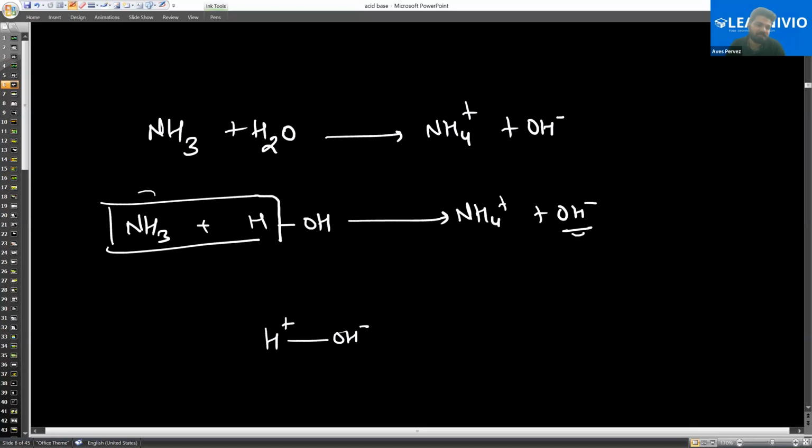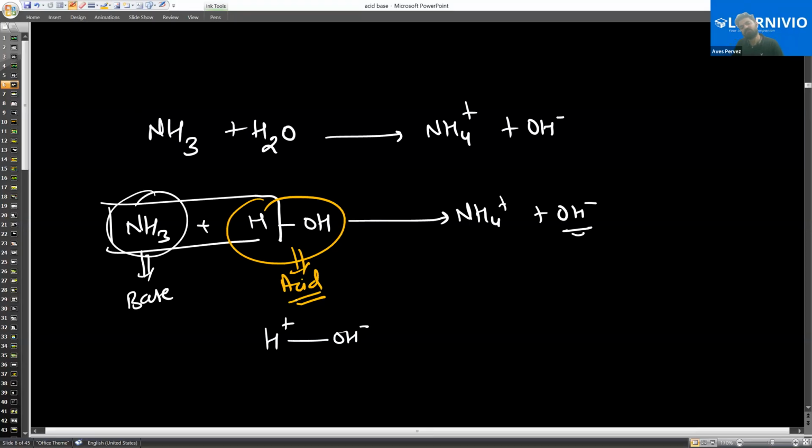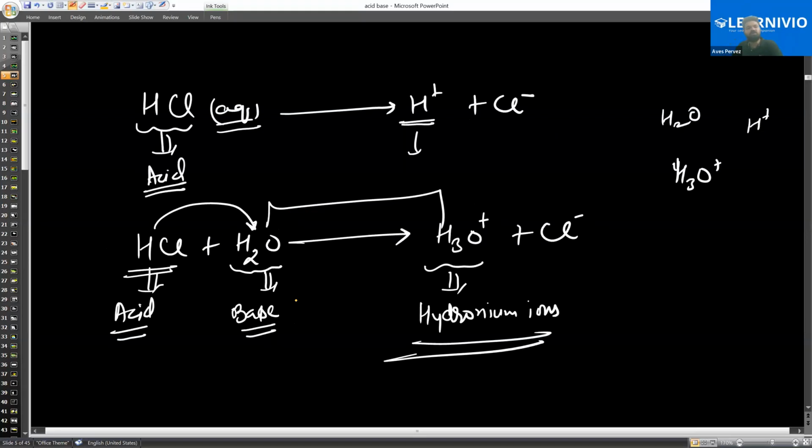So here ammonia is accepting the H plus ion. So it means it is a base. And in this case, the water is dissociating H plus ion. Water is dissociating. Here it is acid. It is acting as acid. Got it? The concept is clear. Understood? So please note it down.